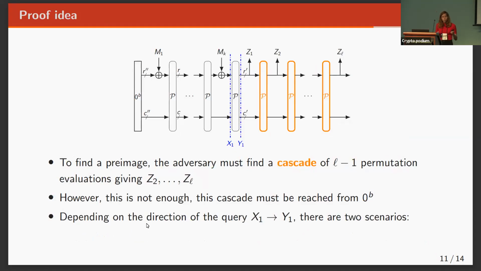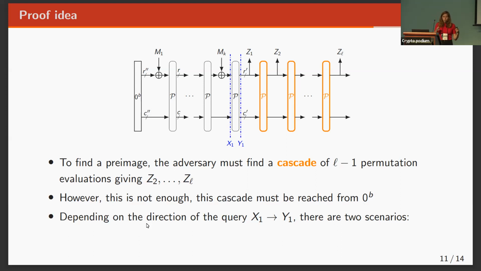Now for the proof, the idea closely follows the idea behind the first preimage attack. So remember that here we are in the ideal primitive model, so we assume that the permutation is random. Suppose that the adversary has found a preimage. Then in particular, it must have found a cascade of L-1 permutation evaluations giving the outer parts Z2 up to ZL. However, having such a cascade is not enough because it must be reached from the initial state. Now have a look at the state right before the squeezing phase, call it X1, and let Y1 be the image of X1 by the permutation.